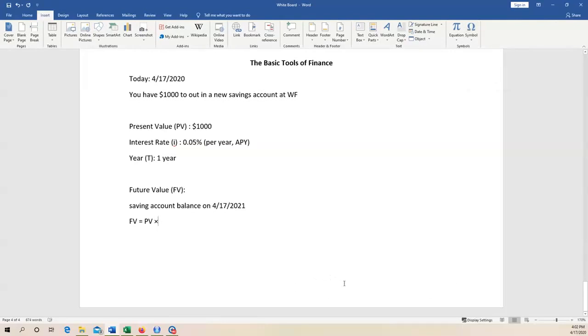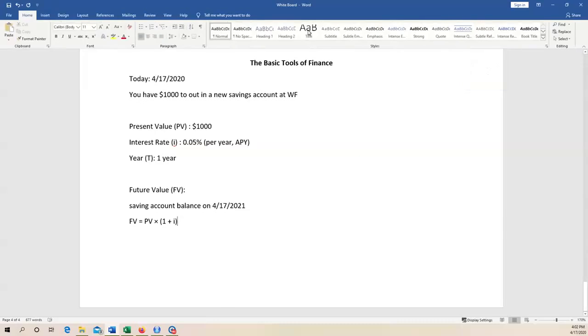Future value equals present value multiplies parenthesis 1, this is number 1, plus the interest rate, the annual interest rate, and raised to the power t. Here is an exponent t, right? But in this case, it's very simple.